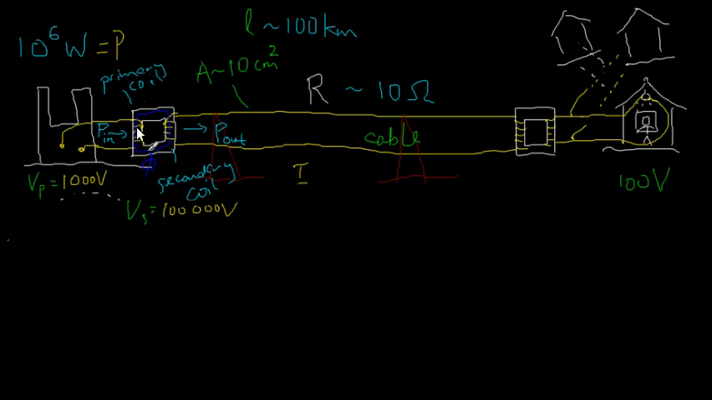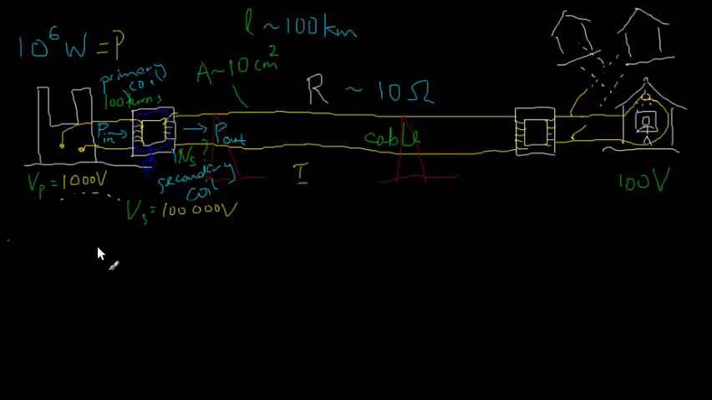So suppose that the primary coil has 100 turns. So that would be the NP. The question is how many turns does the secondary coil have? We want to know the number of turns in the secondary coil, NS, what is it?